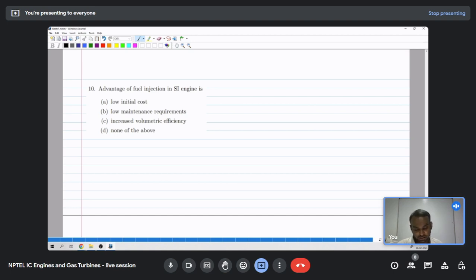Advantages of fuel injection in SI engine. Low initial cost, low maintenance requirements, increased volumetric efficiency. C, sir. Yes sir, the answer will be C. Okay. Can someone explain why it is C?